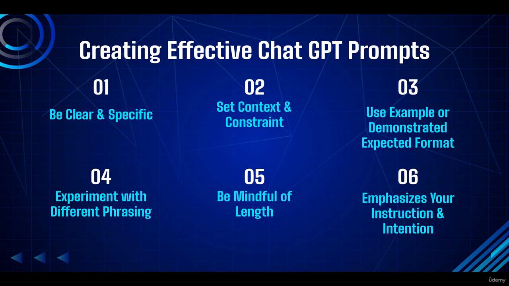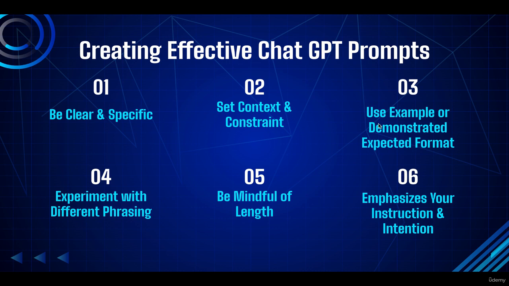So actually, it really depends on what type of output that you want to be generated by ChatGPT. If you want ChatGPT to be as creative as possible, as imaginative as possible, then you shouldn't have too many constraints. But if you want the output to be very specific, then make sure you add relevant context and constraints to your prompt, right? So yeah, that's the second one. Let's move on to the next one here.